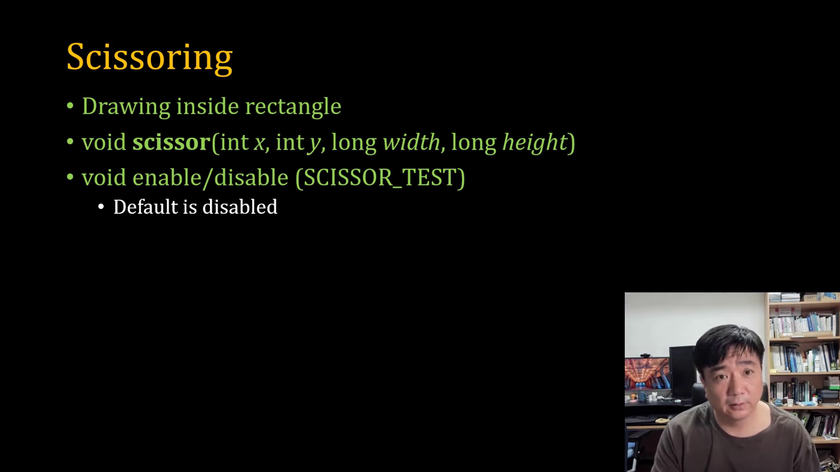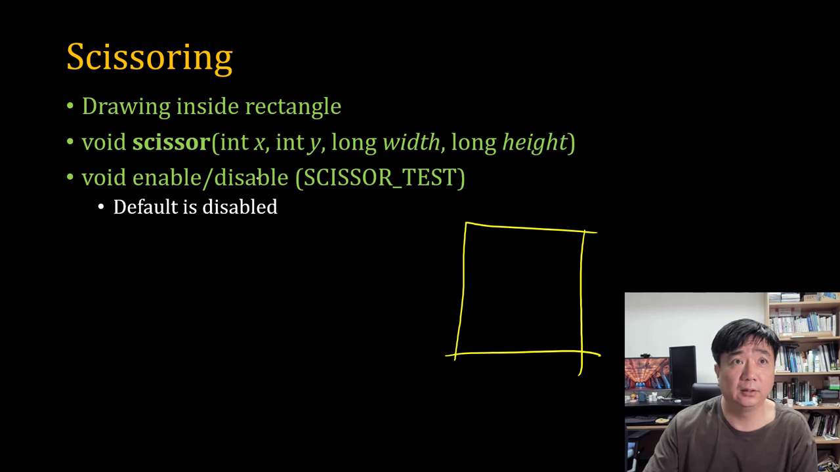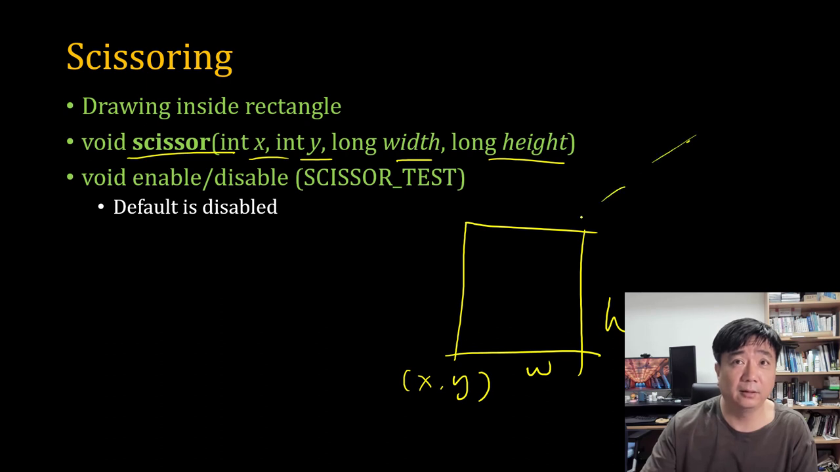Okay, first, the fragment operation is scissoring. Scissoring is, we set some rectangle with the scissor API with a start point, width and height. Start point x, y, and then width and height. Then only the inside of this scissor area is enabled. It can be drawn. For example, if I draw a triangle, then only this part will be drawn like this.